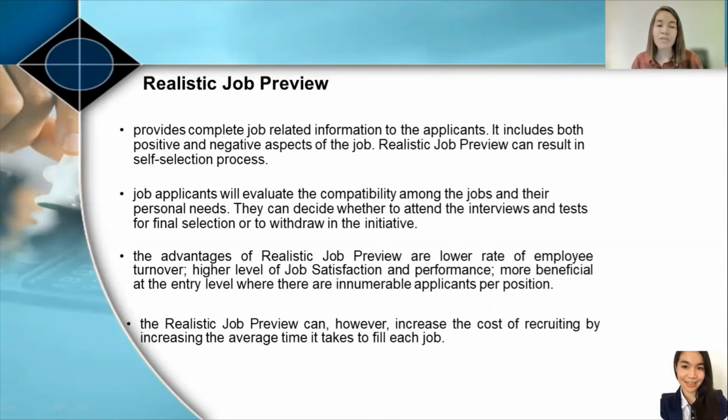The advantages of realistic job review are a lower rate of employee turnover, a higher level of job satisfaction and performance, and it is more beneficial at the entry level where there are innumerable applicants per position. The realistic job review, however, increased the cost of recruiting by increasing the average time it takes to fill each job.